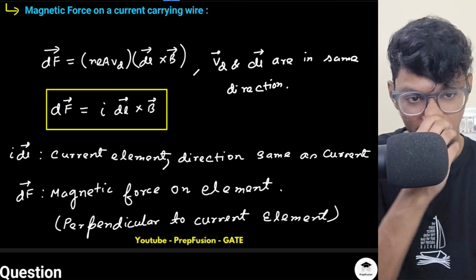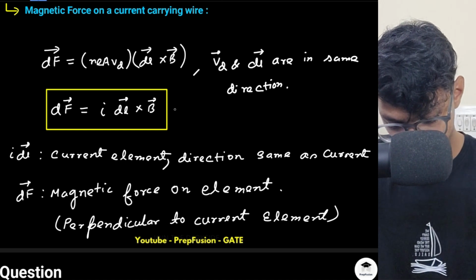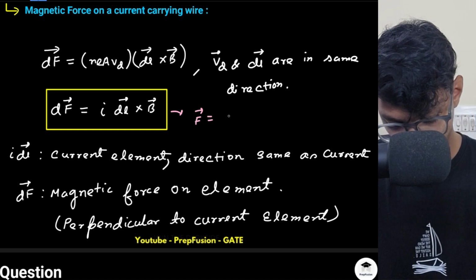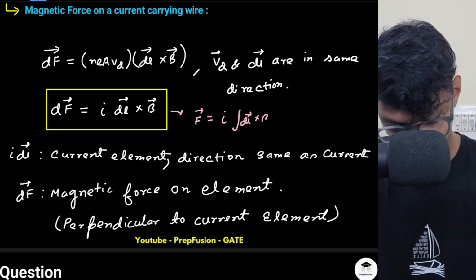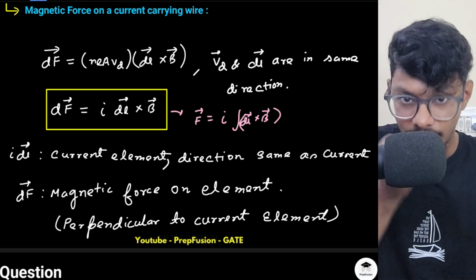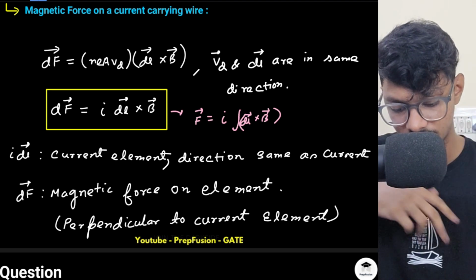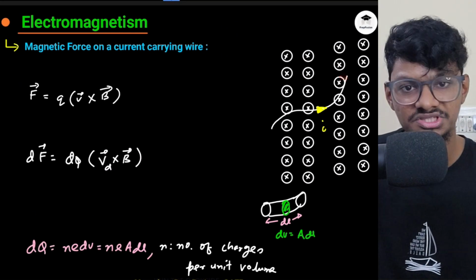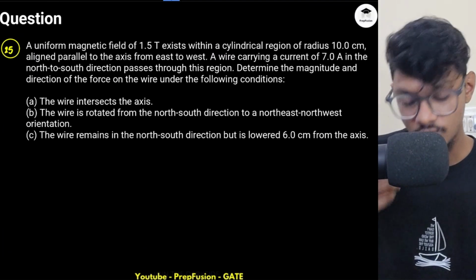So how will I find the whole force? I will simply do the integration. If I integrate the force, I will get back my whole force. I is a constant value, so I integrate I DL cross B, and then I get the whole force on that whole conductor. DL will go from L equals 0 to L equals some L. We'll see all those things, don't worry. So let's do one basic question.